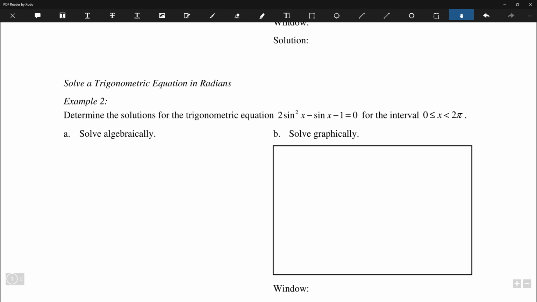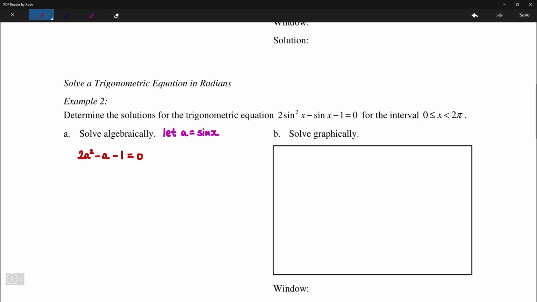It says here, determine the solution of the trigonometric equation 2 sine square x minus sine x minus 1 equals 0. And then it's for the interval from 0 to 2 pi. Okay, so to simplify things a little bit, we are going to let a equal sine x. So the equation becomes 2 times a squared minus a minus 1 equals 0. What this allows us to do is to factor without having to write sine x every time.